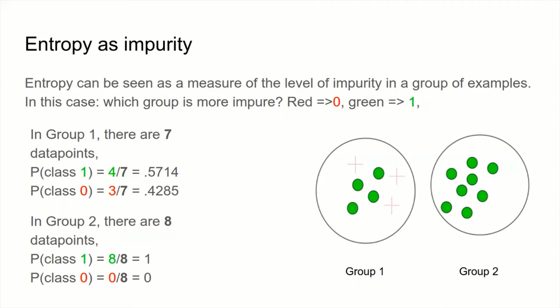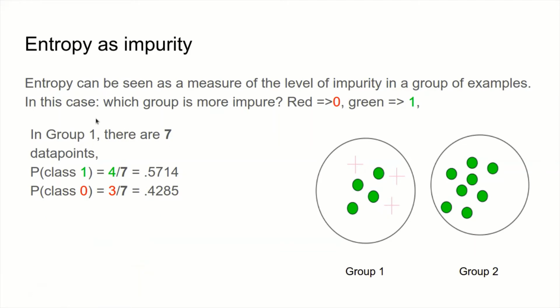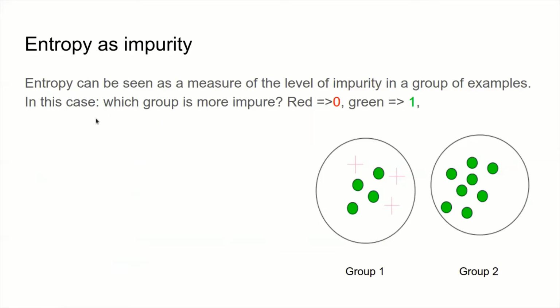On the other hand, in the second group, you can predict with complete certainty that any data point in this group will be of class 1, because you've got probability 1. You are completely certain. So here, the entropy is 0, and here the entropy is high. Next, we're going to see how to calculate entropy. We're going to see a practical example of that.